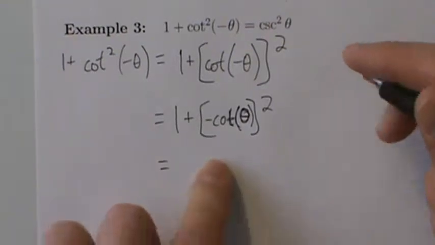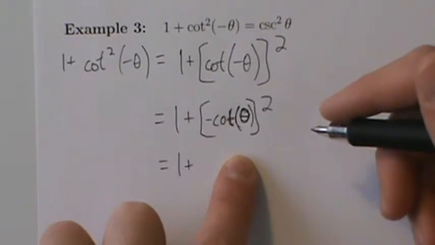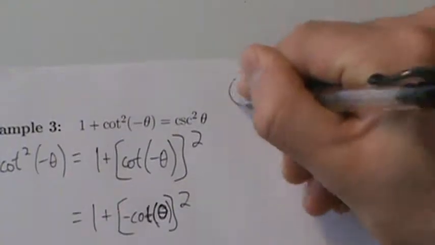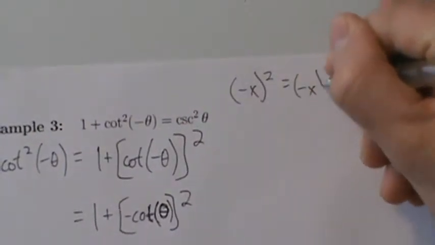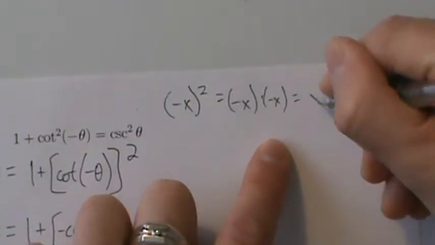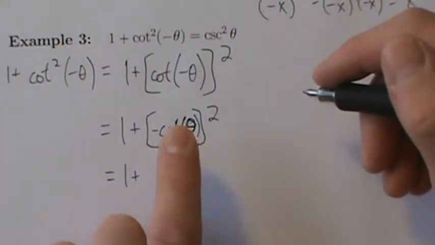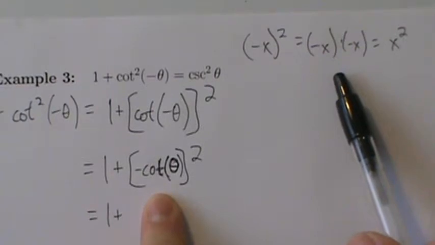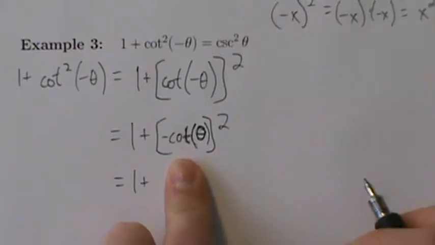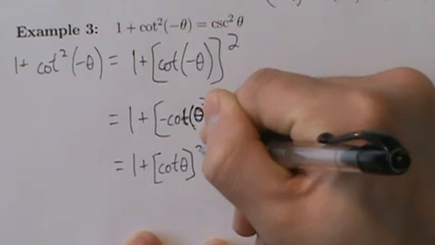Okay, what else is going on here? Now 1 plus, now we just simplify. If you have a negative thing being squared, basically we can drop these brackets and the minus sign goes away, right? So it's just like if you have negative x squared, that's just negative x times negative x, which is the same thing as just x squared. So even though we don't have an x, we have a cotangent of theta. It's a little more complicated than just a plain old x, but it's the same exact principle. It's just a negative thing being squared. So the minus sign just goes away, and what we're left with is cotangent of theta, and then squared.